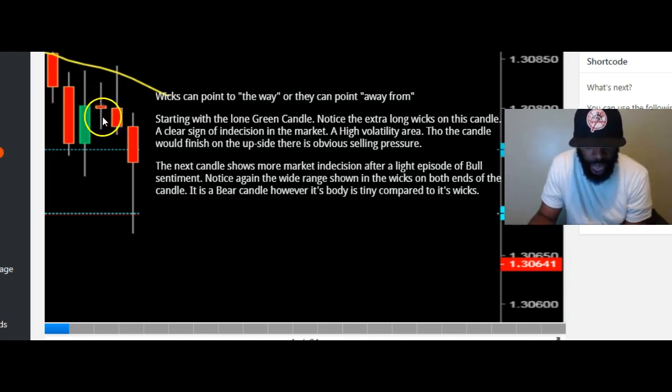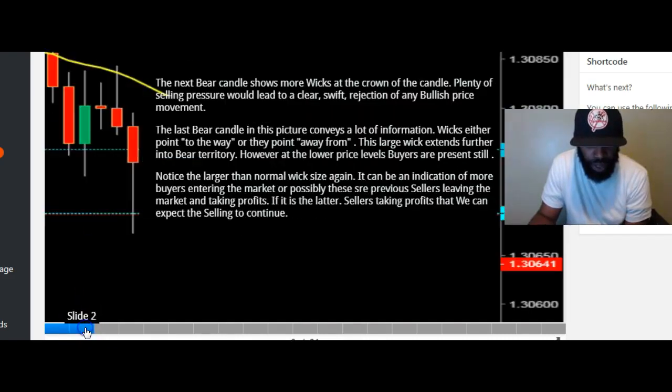So afterwards, as we go further, we could actually go a little further. Let's go to the next candle. This next bar candle, right? You're going to see a wick at the crown of the candle. And notice this wick right here. Look at the size of it compared to its body, compared to the other wicks also. You'll notice that it's long, right? So this wick shows a clear rejection of any bull movement.